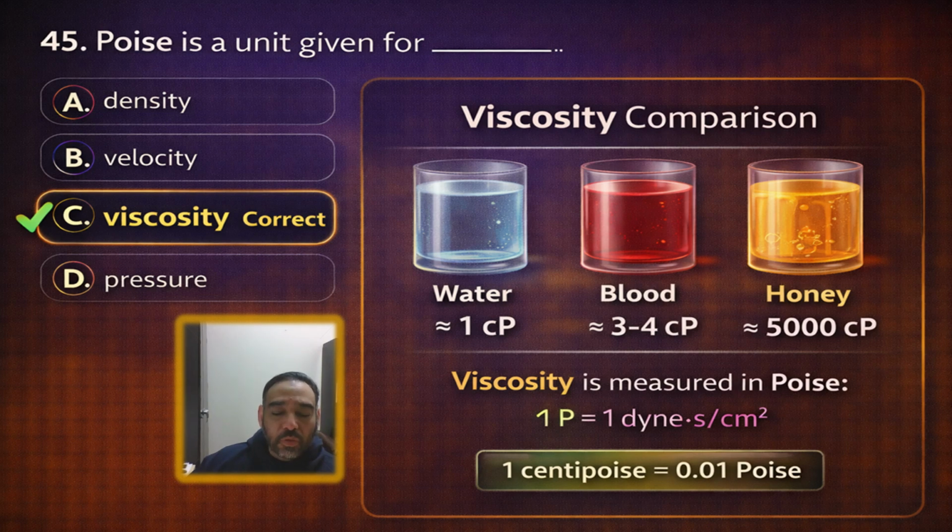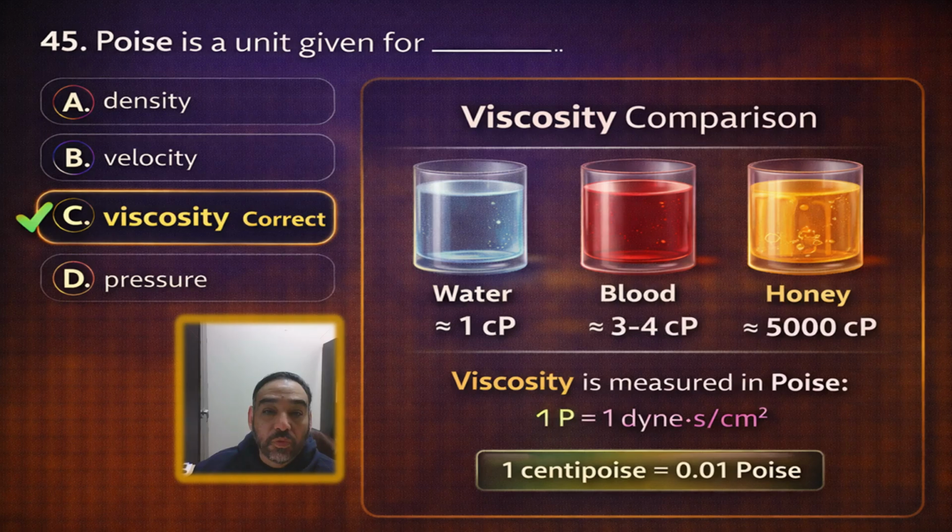Okay, so the last question for these basics and fundamentals is this. Poise, right, pronounced with like a Z, P-O-I-S-E, but it's pronounced like a Z. I looked it up to make sure. It's French. Poise is a unit given for blank, and the available answers are A, density, B, velocity, C, viscosity, and D, pressure. Now, I know that the correct answer is already highlighted on this slide.